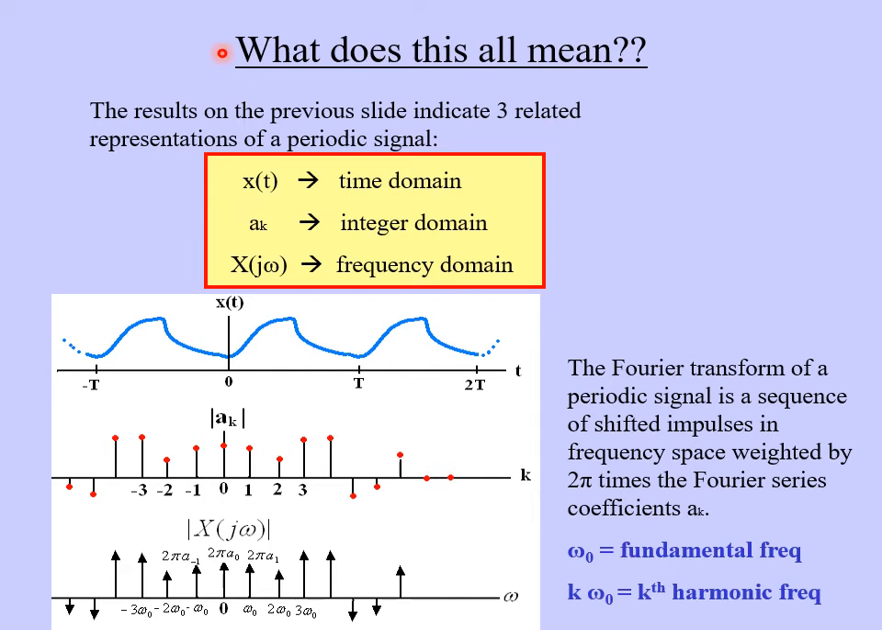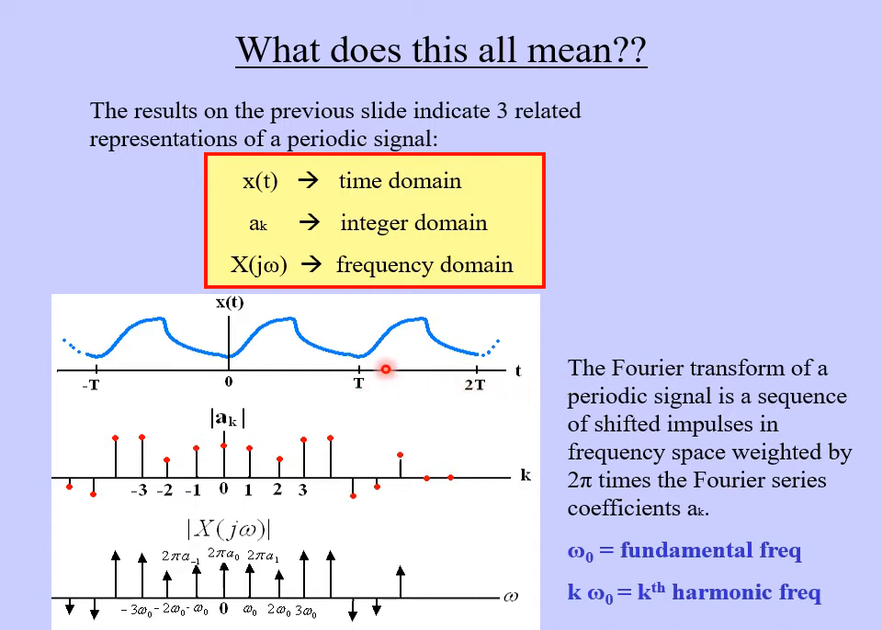So that was obviously a handful and a mouthful. So what does all this mean? Well, what we've shown is that there are 3 related representations of a periodic signal. The most basic one that we're familiar with, of course, is in the time domain. X of t looks something like this. This is just one example, but this is a periodic signal. It repeats itself over and over every period T. So here's T, here's 2T, 3T, etc.